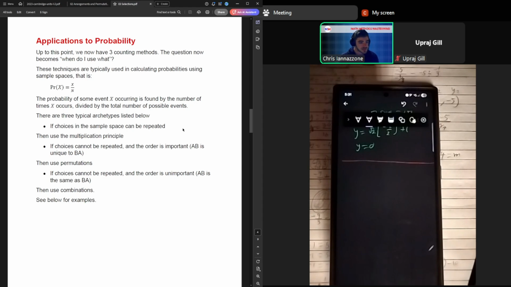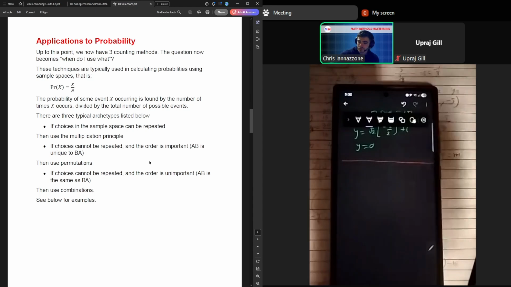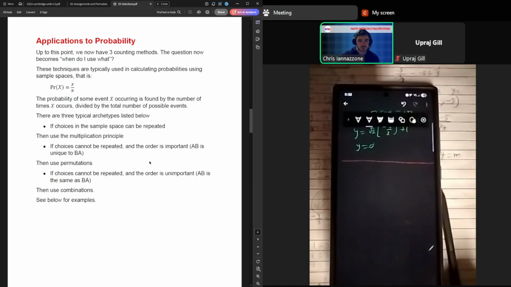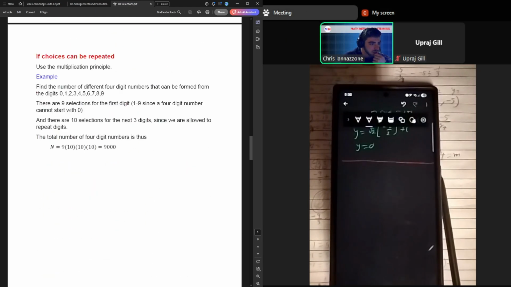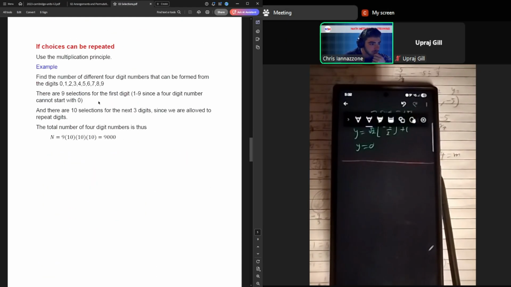And then lastly is if, again, you cannot repeat choices and the order doesn't matter, then you would use combinations or the selections equation. Those mean the same thing. That would be typically examples of teams of people. Because it doesn't matter if I say a team of Jack and Jill, it's the same thing as saying a team of Jill and Jack. The order in which I say those names is irrelevant. So we're going to have a look at a few different examples.